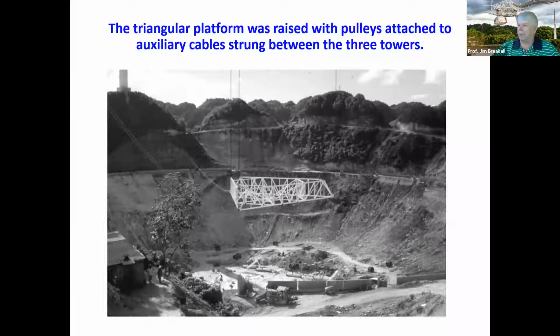Well, here's the platform, and now the 3 towers, there's the base of one of the towers here. The 3 towers are up, and they have cables between the towers and winches, and they start raising this platform up in the air. And the platform goes up to about 500 feet above the bottom of the dish, or I guess that's about 150 meters or so above the bottom of the dish, or the sinkhole here. It's not a dish yet.